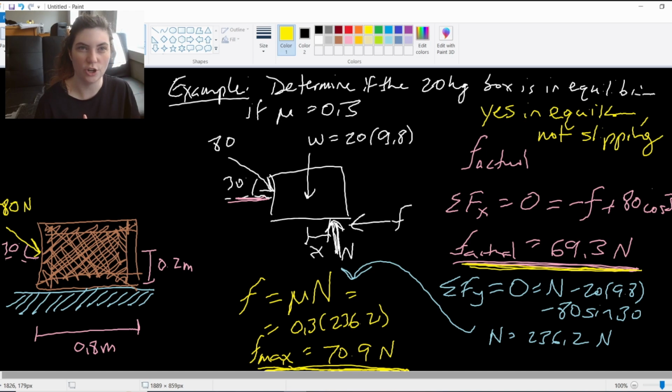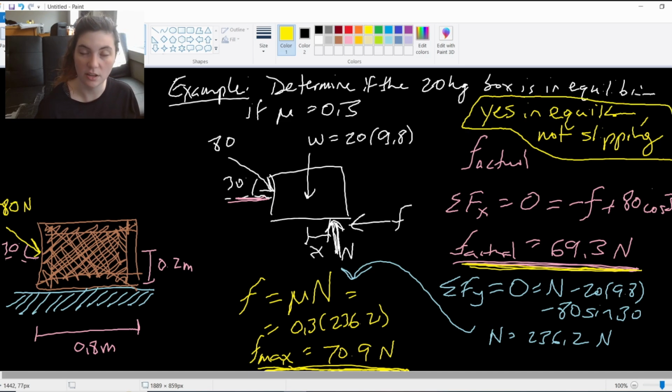But now how do we determine if it's tipping? So this would be our answer that yes, it's in equilibrium, it's not slipping, but let's confirm the other case, that it is not tipping. How do we find out if it's going to tip?